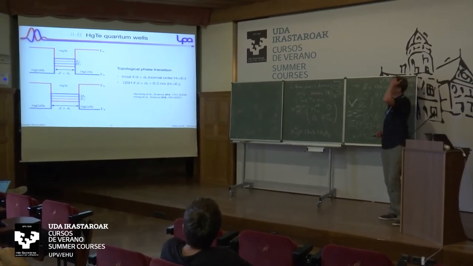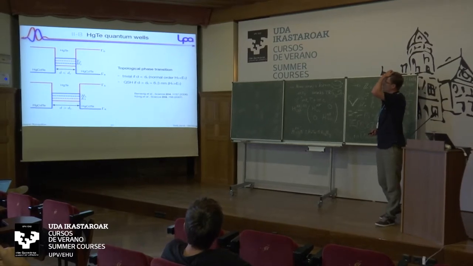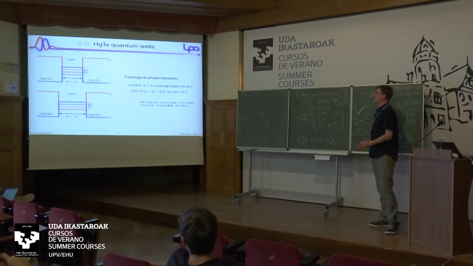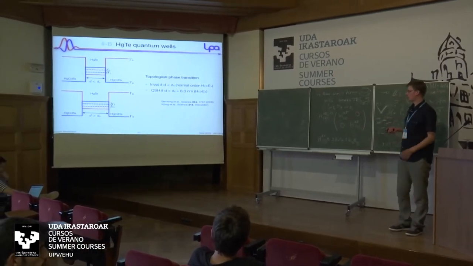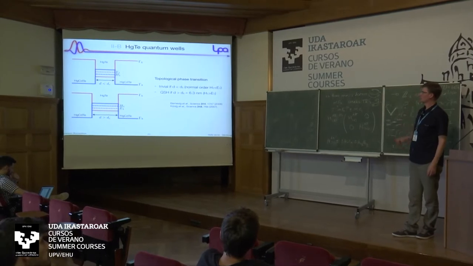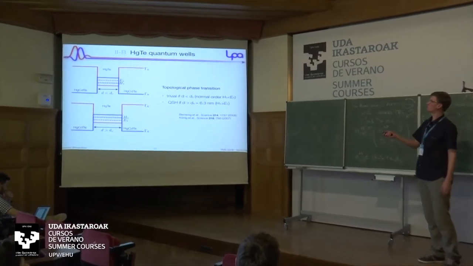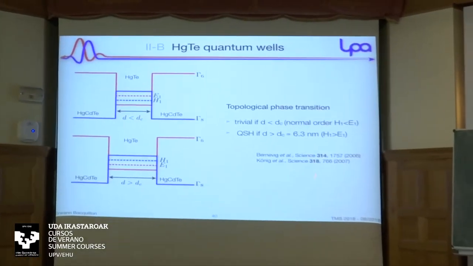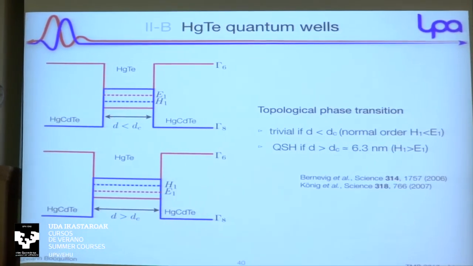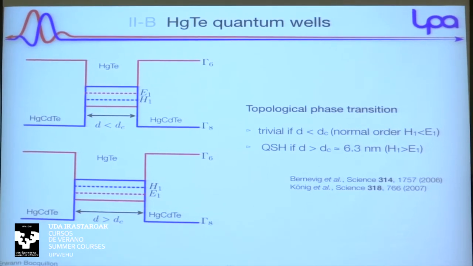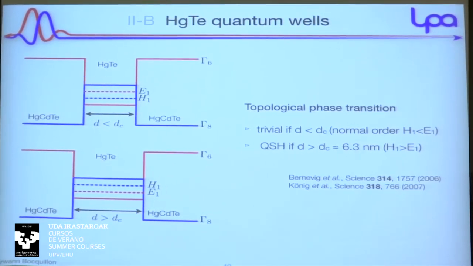So first, let me introduce the junctions very briefly. As I told you, we work with mercury telluride quantum wells. Mercury telluride quantum wells exhibit a topological phase transition. If you work with large quantum wells, which means above a critical thickness of about 6 nanometers, then there is an inverted band structure in the quantum well, and quantum spin Hall edge states appear. On the opposite, if you create quantum wells which are thinner, then there is no band inversion anymore, and you recover a trivial system with no edge states.